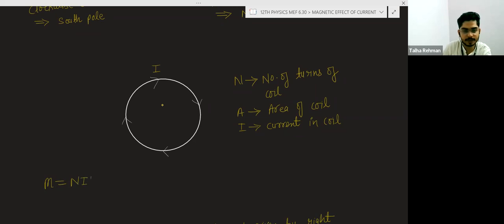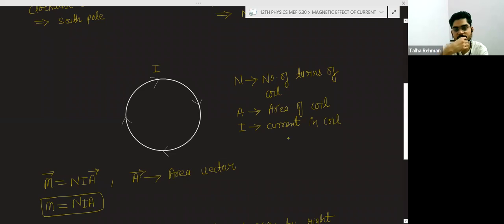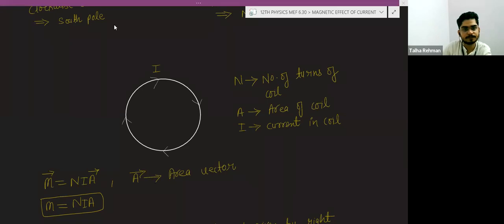N into I into A. Magnetic moment is given by NIA in the vector form. So you can convert this area into the area vector, so here A vector means area vector. You can write this in the scalar form, M is equal to NIA simply. So the magnetic moment of a circular coil is equal to the number of turns in the coil, times the current flowing in the coil, times the area of the coil. This magnetic moment is a vector quantity.